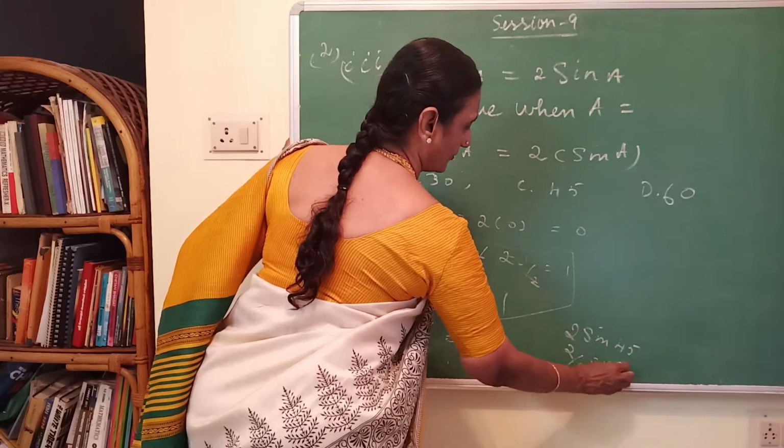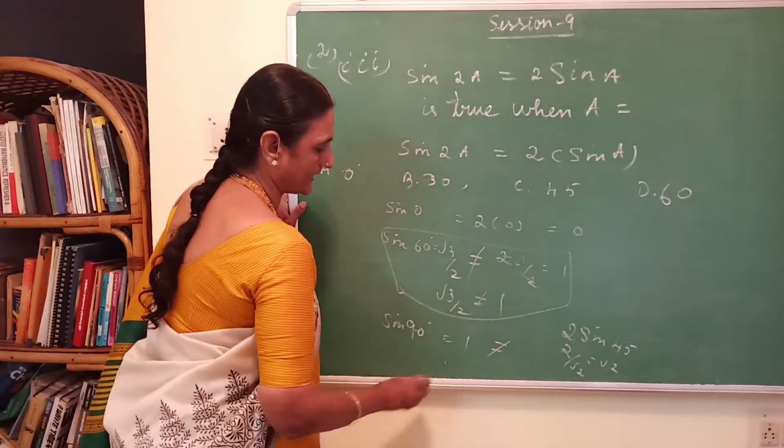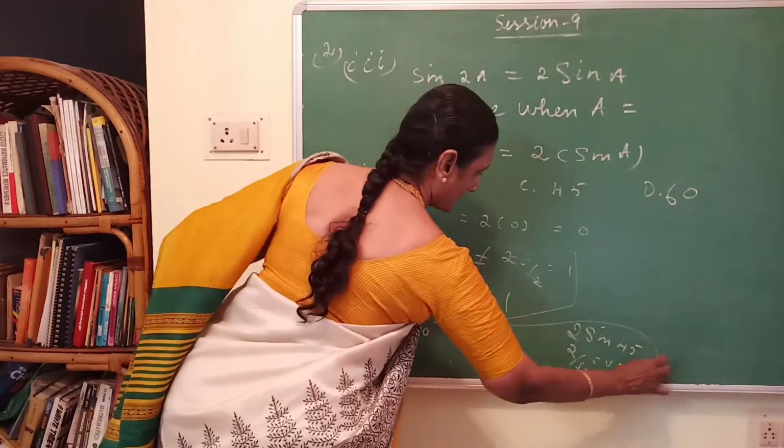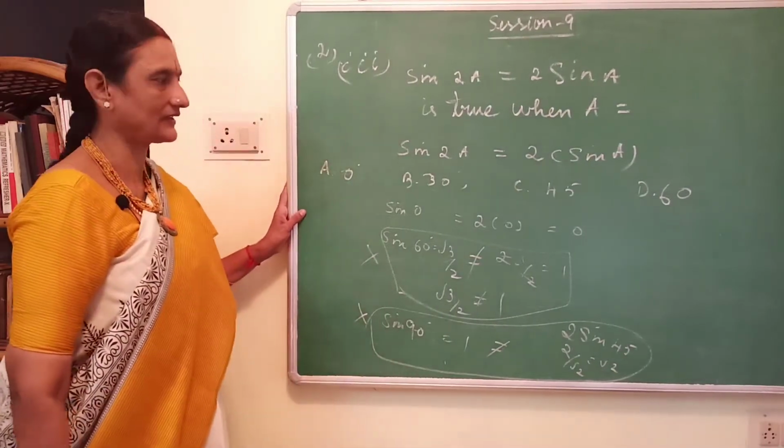The answer is root 2. Therefore, the 1 can never be equal to root 2. Therefore, the third option is also not considered. So these two options are not considered.